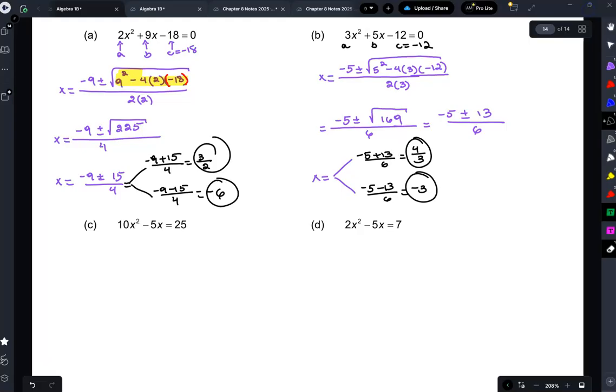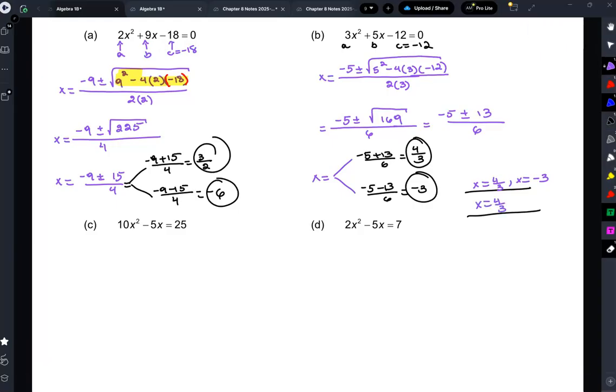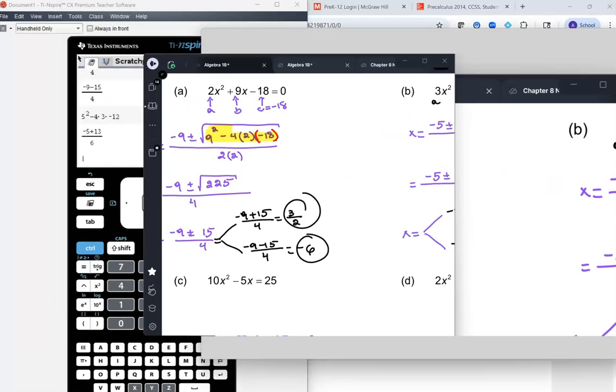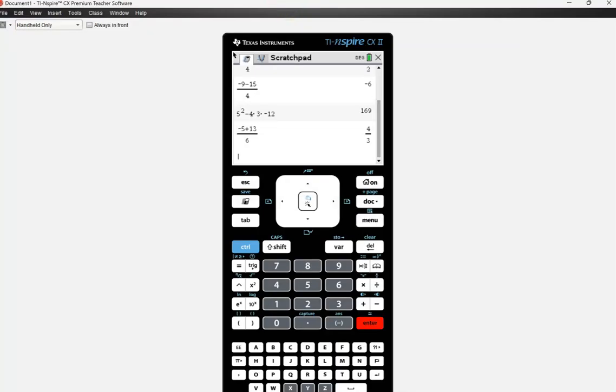So how do you write your answer? If you have your answer space, right, you can write x equals 4 over 3, x equals negative 3, or you can write x equals 4 over 3, comma, negative 3. All right, either one of them is good. All right, let's do the next one. Before we do the next one, can we go to the calculator for a minute? And can we talk about the difference between this minus sign, okay, the minus, and this negative, right? So let's just talk about that for a minute.